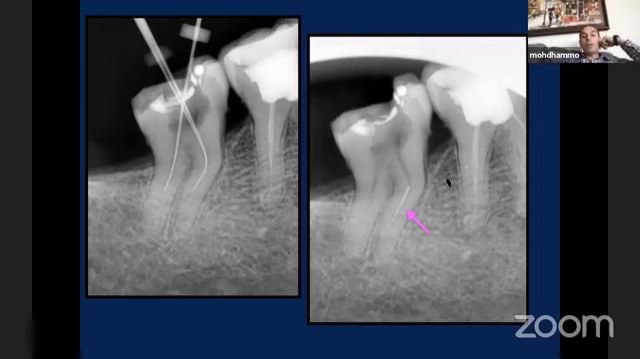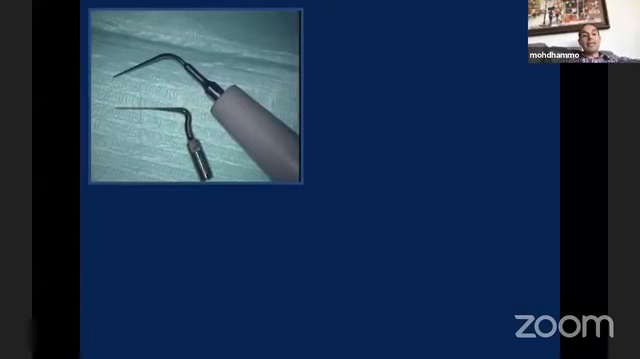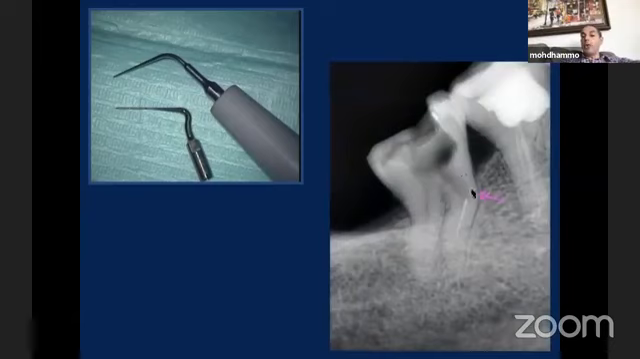Let's apply what we talked about. The rule was, if I cannot see it, I should not use the ultrasonic tip. If this instrument is invisible with magnification, you should not use the ultrasonic tip. Our colleague here was insisting on removing the broken instrument with the ultrasonic tip. So he started drilling without seeing where it was, and he removed part of this precious dentine. You can see here, the broken instrument was not moving, but a lot of dentine was removed.